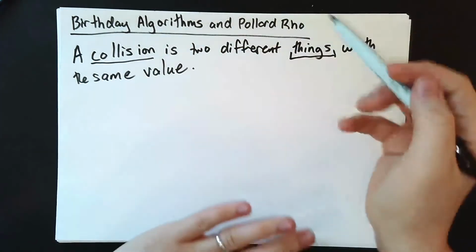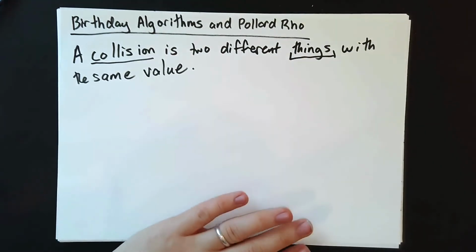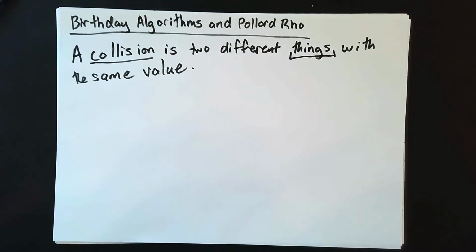So the reason why I've called these birthday algorithms is because the most common example of this that you'll give is how often it will happen that two people in a room have the same birthday. And so you might, for example, wonder, if there's 100 people in the room, what is the probability that two of them have the same birthday?